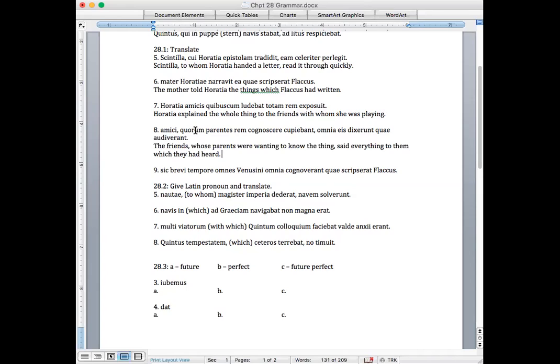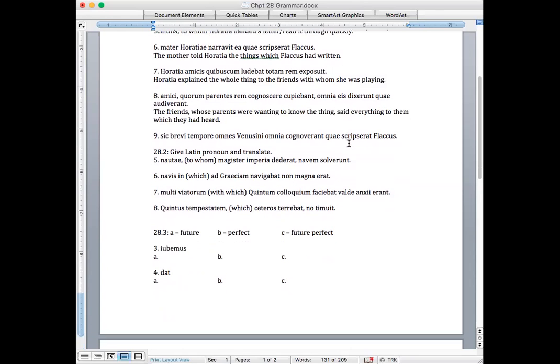You've got one clause here, starting with quorum, ending with cupiebant, whose parents. Remember that quorum is going to be genitive plural. So who is it referring to? It's going to be the friends, the parents of the friends, right? Whose parents were wanting to know the thing, whatever the rem is, said everything or told everything to them. Eis is going to be just a pronoun, that is dative. Quae audiverant. So which they had heard is another relative clause, starting with the pronoun, ending with the verb.